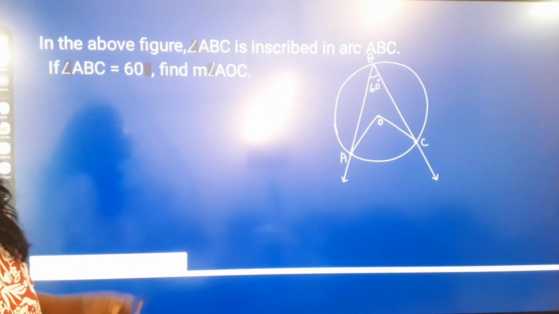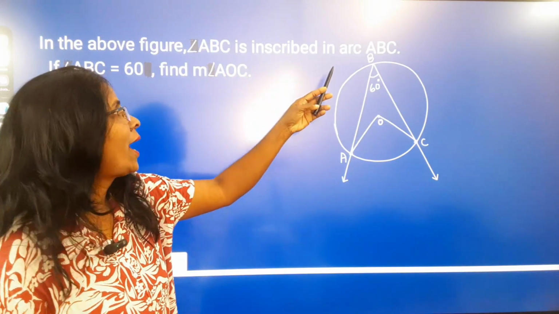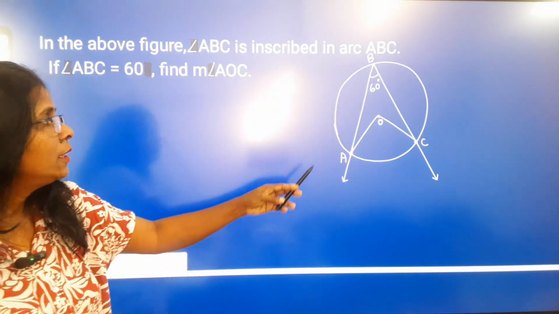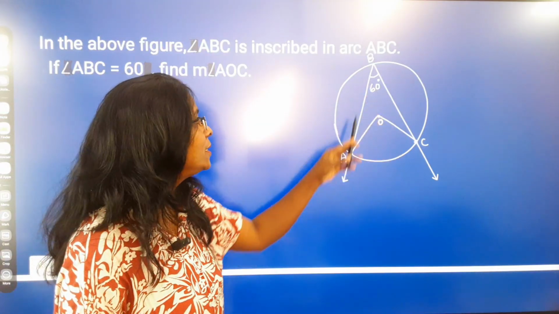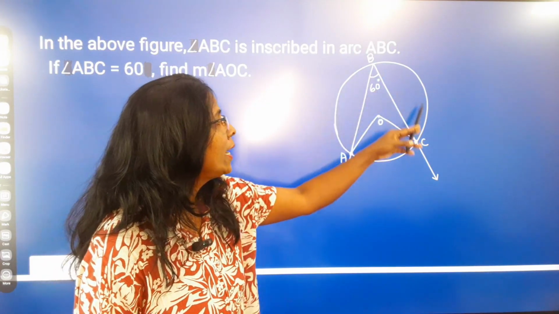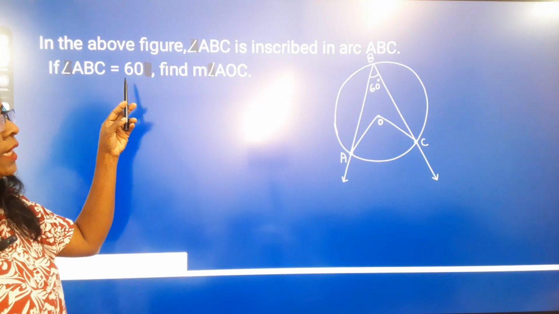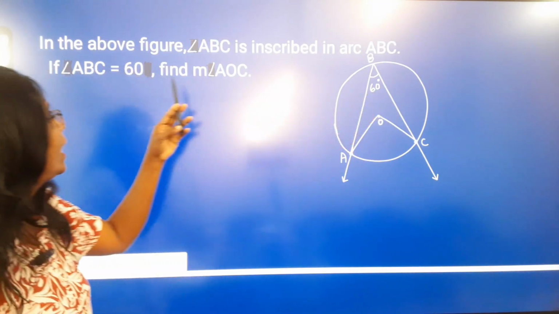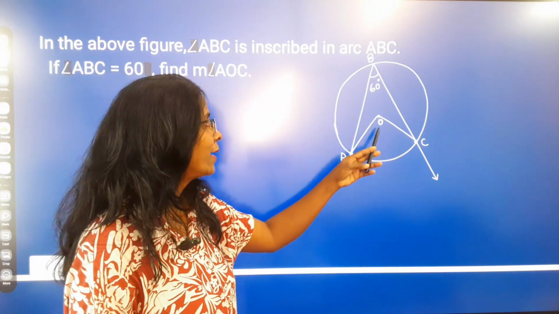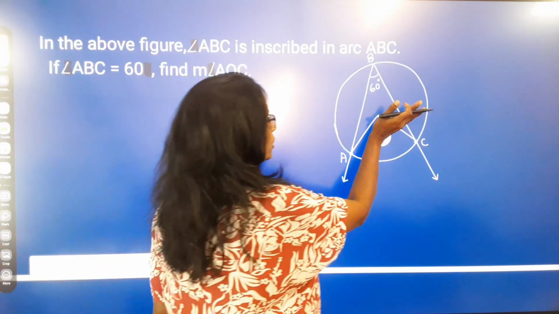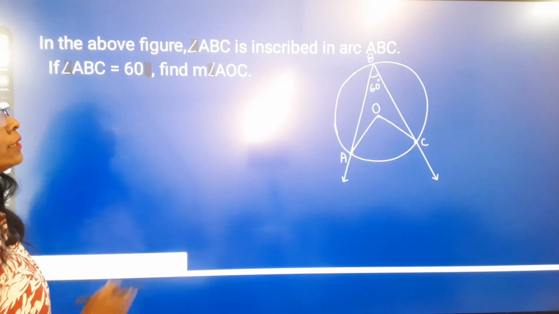Next example, students. In the figure, angle ABC is inscribed in arc ABC. See here, this is the angle ABC which is a 60-degree angle and this is inscribed in the arc ABC. Okay, and angle ABC is equal to 60 degree, and find the major angle AOC. Okay, this is the angle AOC, that is the central angle, students. So we have to find out the angle AOC.